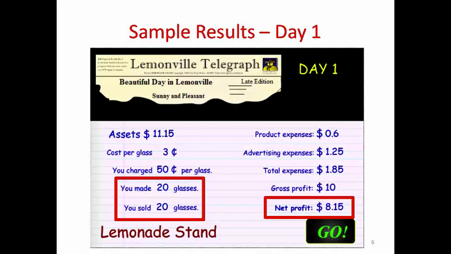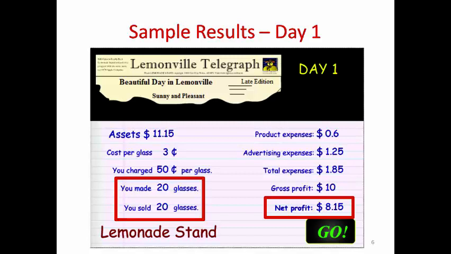Here are the sample results for day 1. The instructor chose to produce 20 glasses. Since the weather was sunny, all 20 glasses were sold. The price charged was 50 cents per glass, which is much higher than the cost of 3 cents per glass. The instructor chose to buy 5 advertising signs at a cost of $1.25. Total expenses are calculated as product expense, that is, lemonade production expense plus advertising expense. Here, the total expenses are $1.85.